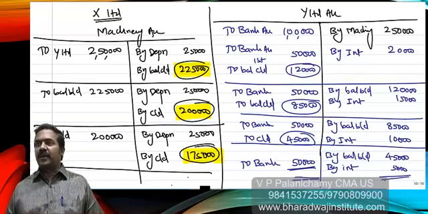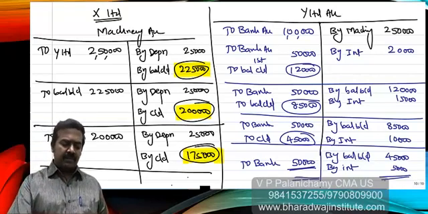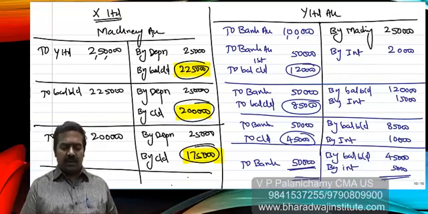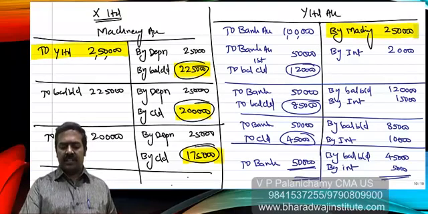So this is in the books of which party? X Limited. Once again I repeat. Where do we start? What is the first entry? Asset account debit to hire vendor, 2,50,000 recorded. What is the next one?